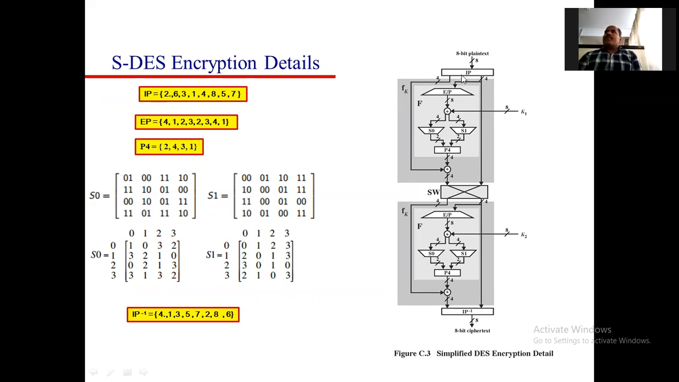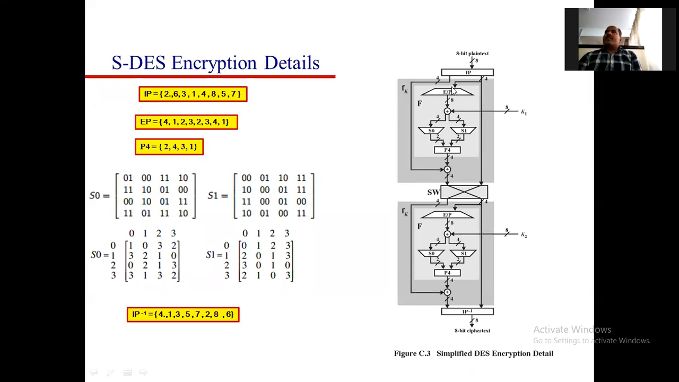After the initial permutation, we are going to divide this total 8 bits into two halves: the first half is 4 bits, and the next half is again 4 bits. The left 4 bits we are going to take as it is for the next round, and here we are going to process only 4 bits. Here we have the expansion and again the permutation.